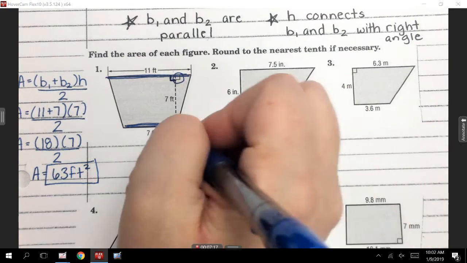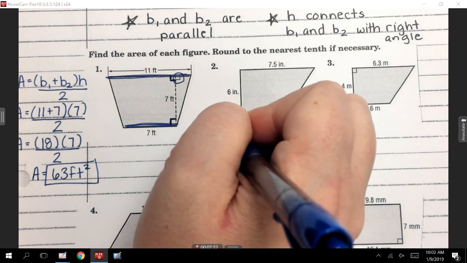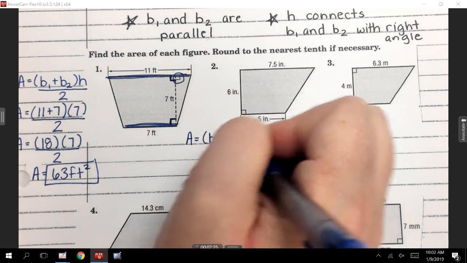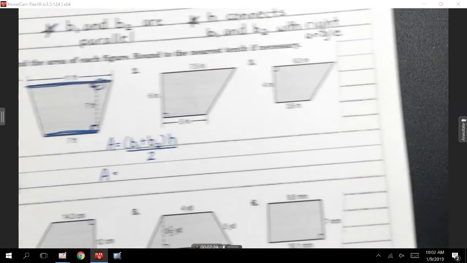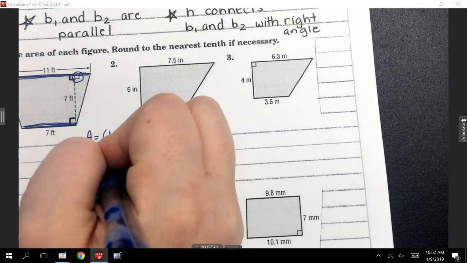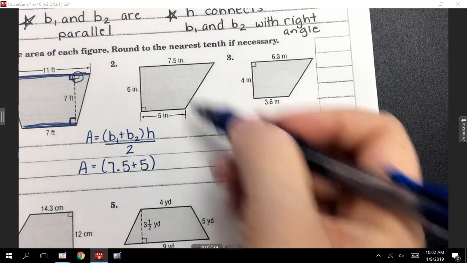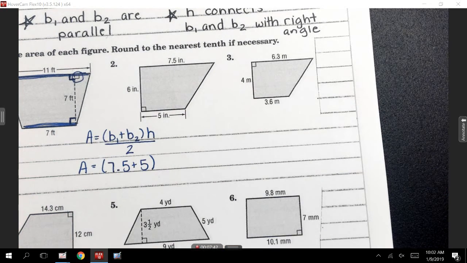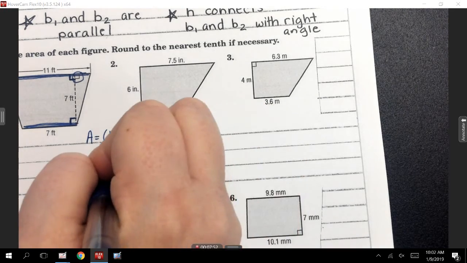All right, we're going to do number 2. A equals the bases added together, so base 1 and base 2, times the height divided by 2. Okay. What are my bases on number 2 going to be? Gabe? 7.5 plus 5. Excellent job. Because those two, not just because they're top and bottom, but because they are parallel. They're going the same direction. What's going to be my height on number 2? Layla? 6. And then we have to divide by 2.